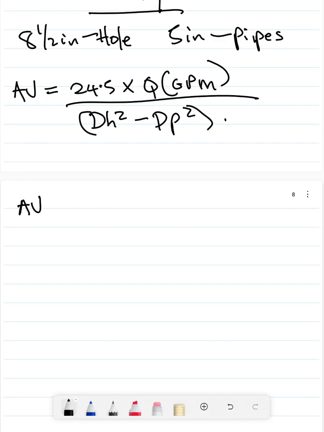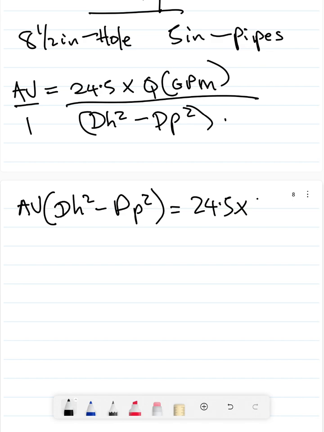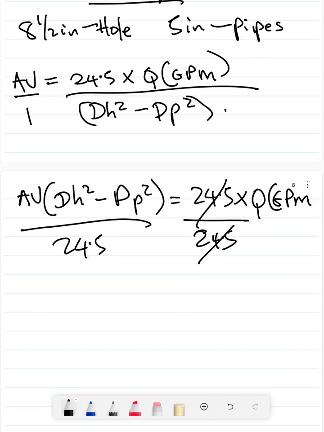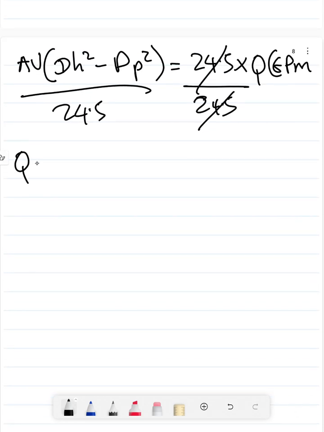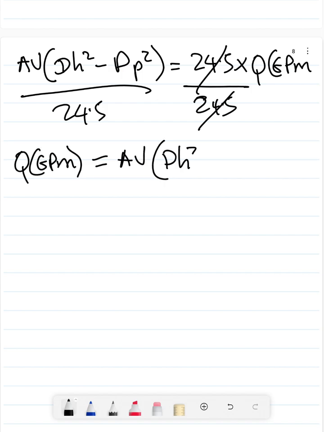So your annular velocity, you multiply that quickly, dh squared minus dp squared, all equal to 24.5 times your q in gpm. So divide both sides by 24.5 to make this the subject of the formula. So your q in gpm is easily going to be your annular velocity into diameter of the hole squared minus diameter of the pipe squared, all over 24.5.